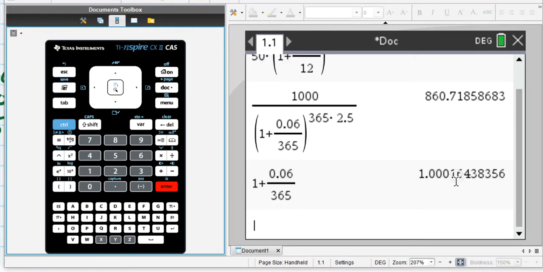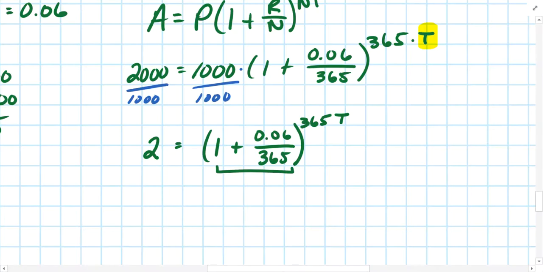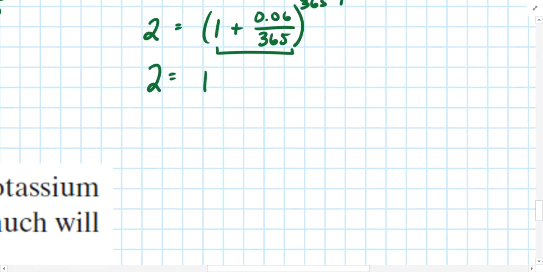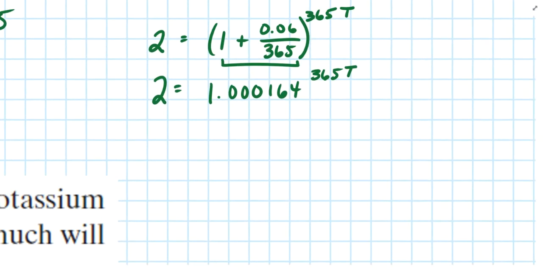Because of the extra decimals, I'm going to go ahead and run this out to the 5th or maybe even the 6th decimal place for accuracy. So we have 2 equals 1.000164 raised to the power of 365t. Now, as we get better with our exponentials, we won't even calculate this mid-step here because we're actually losing some accuracy by changing this to a decimal. We had to round in order to make that happen, so we lost some accuracy.